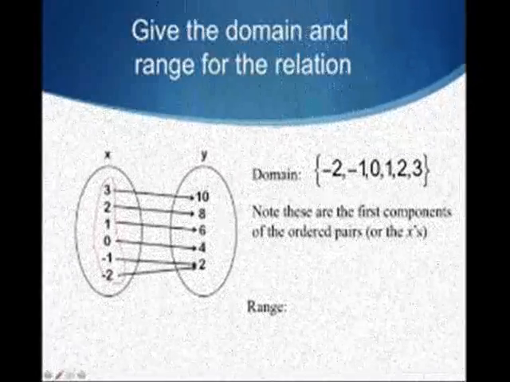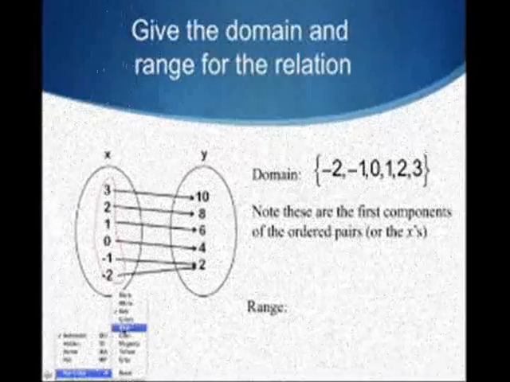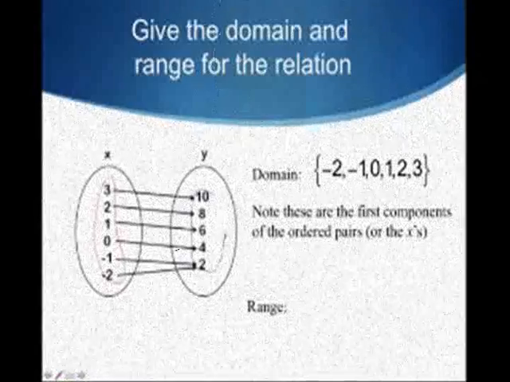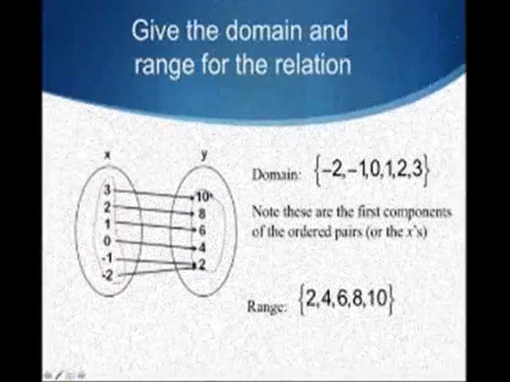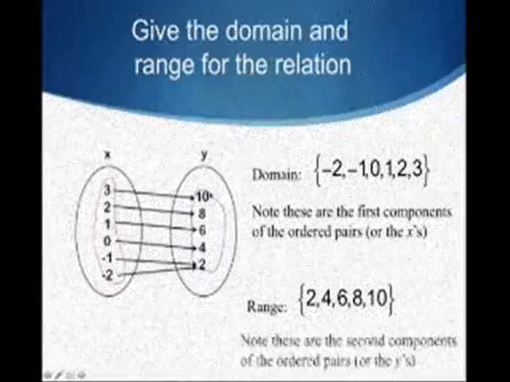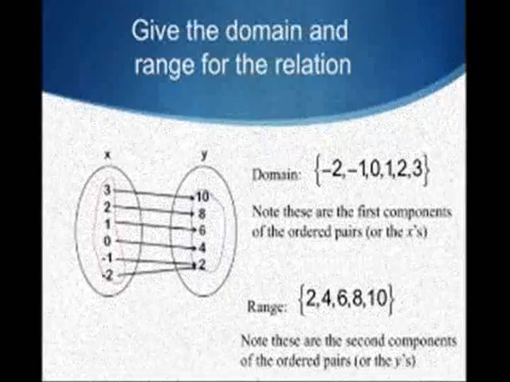Now where are the arrows going? The arrows are going to 10, 8, 6, 4, and 2. And that's my range, or as we also call them, the second components.